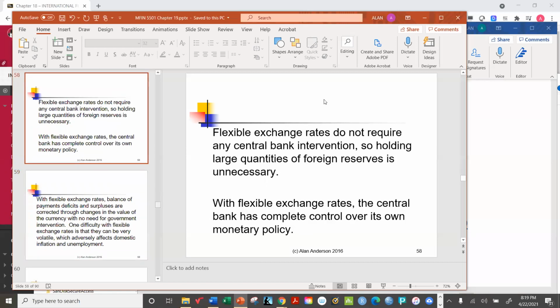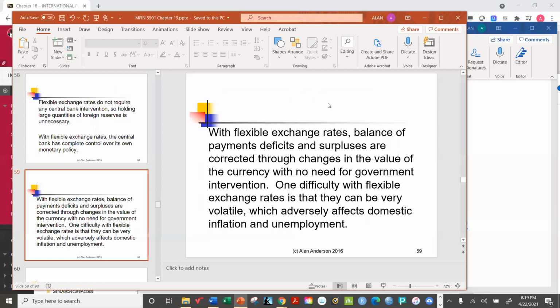All right, so now flexible exchange rates do not require any central bank intervention at all. So holding foreign exchange reserves is completely unnecessary. And of course, we maintain complete control over our monetary policy. Balance of payments deficits and surpluses can be changed or corrected through changes in the value of the currency with no need for government intervention. Because if we have deficits, we should theoretically have a weaker currency, which stimulates our exports and reduces imports.